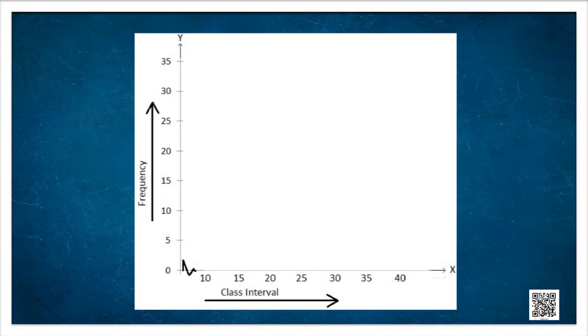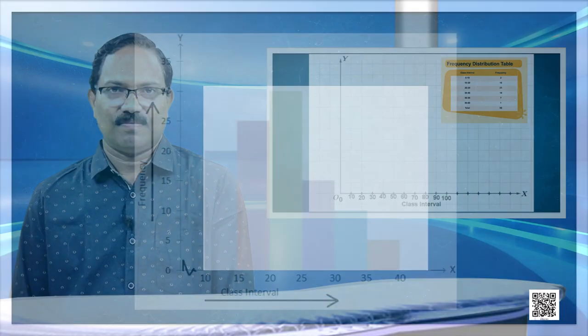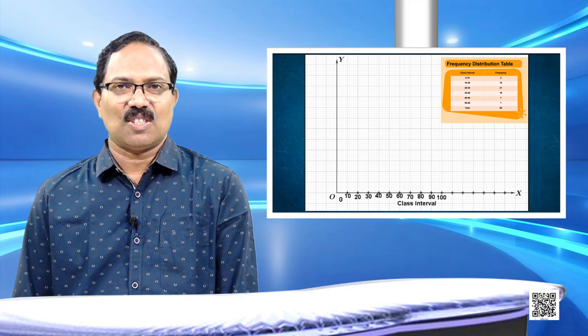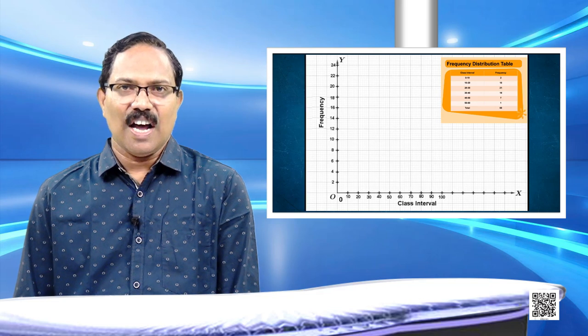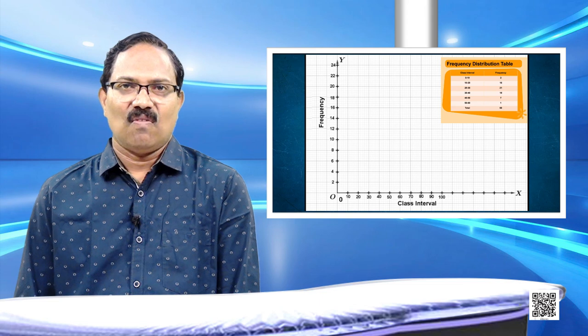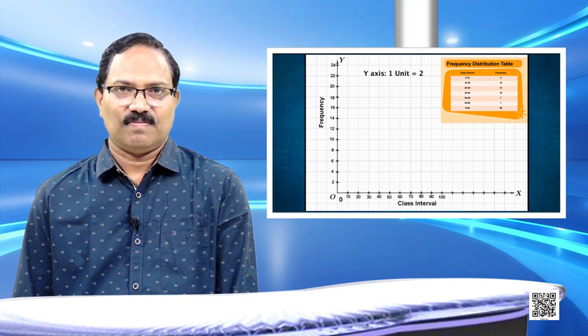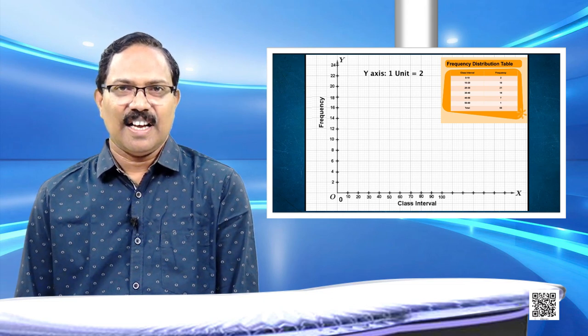In many cases, the class interval may not start from 0 to 10. Then you can't start with the origin. Whenever we have a discontinuity, we use a symbol kink to show the discontinuity. Kink is basically a break on the axis. Similarly, in the y-axis, here we have to take a scale. The highest score is 21. So, to get a good graph, you can take y-axis 1 unit is equal to 2 score. Score here means number of students. So, we plot 2, 4, 6, 8 till 24.